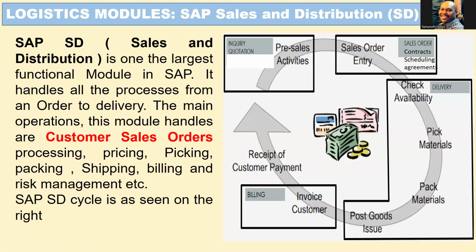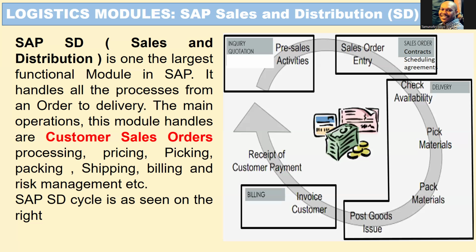The SAP SD is one of the largest functional modules in SAP. It handles all the processes from order to delivery. The main operation in this SAP module is basically customer order fulfillment. Okay, it ranges from customer sales order processing to the pricing, to the picking, to the packing, to the shipping, billing, the risk management. It also interfaces with the FI module for credit management as well. Okay, but that's the SAP SD module.